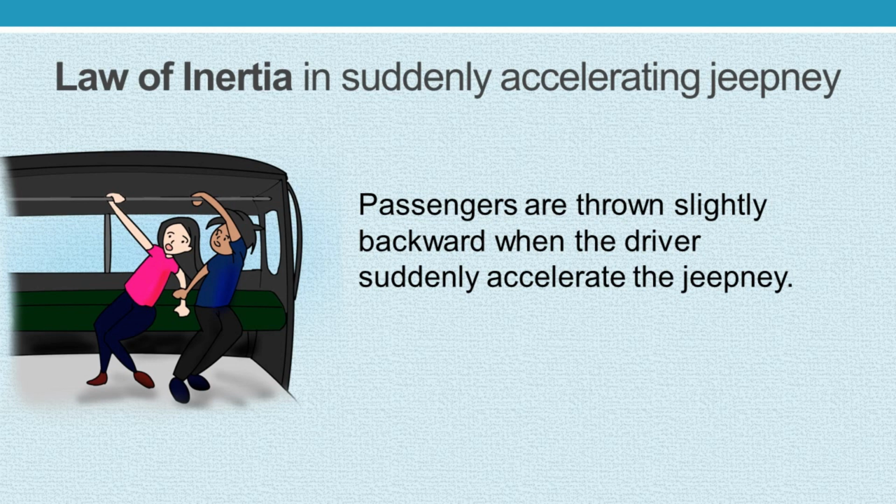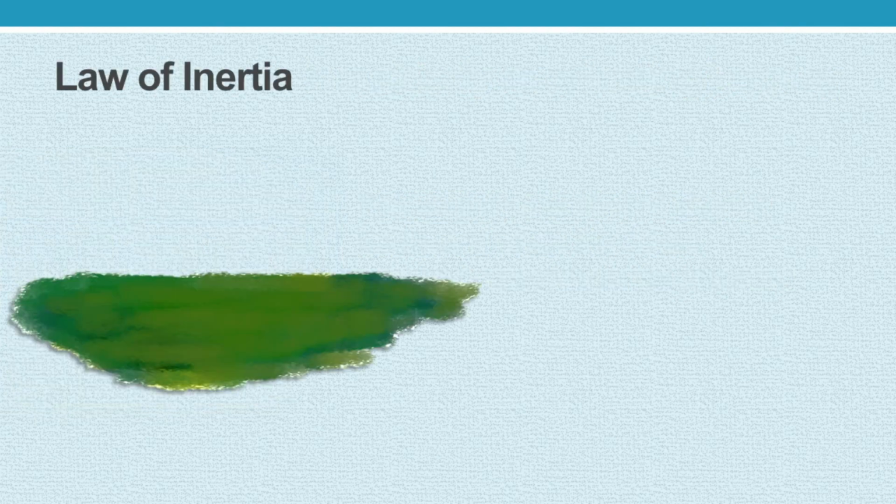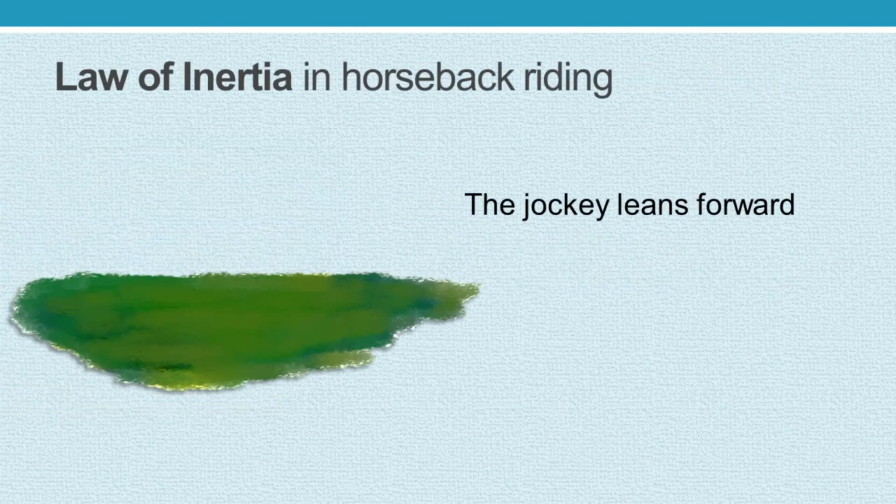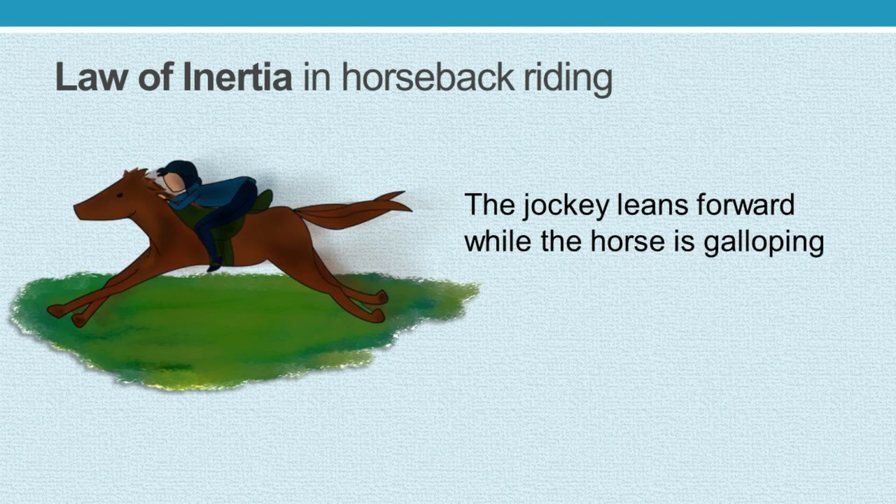The law of inertia also explains why the jockey leans forward while the horse is galloping. This prevents the jockey from being thrown backward when the horse starts to gallop, and from being thrown forward if the horse suddenly stops.